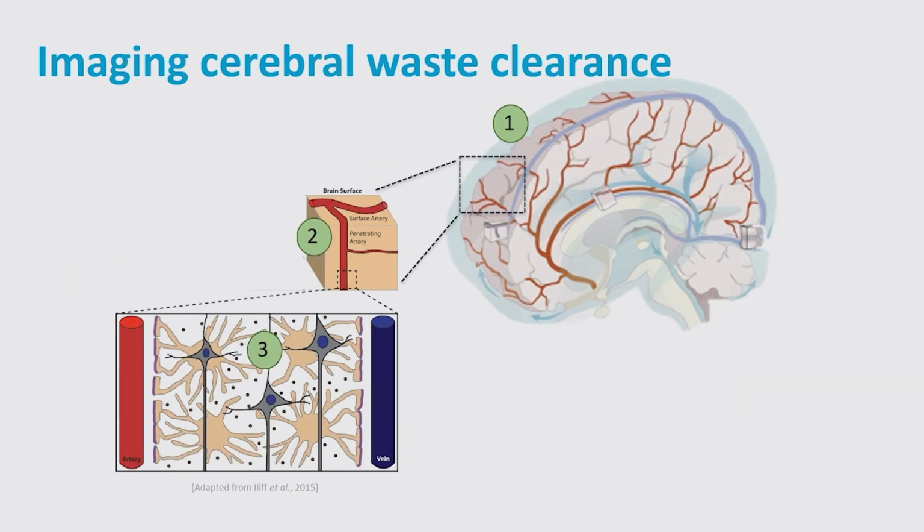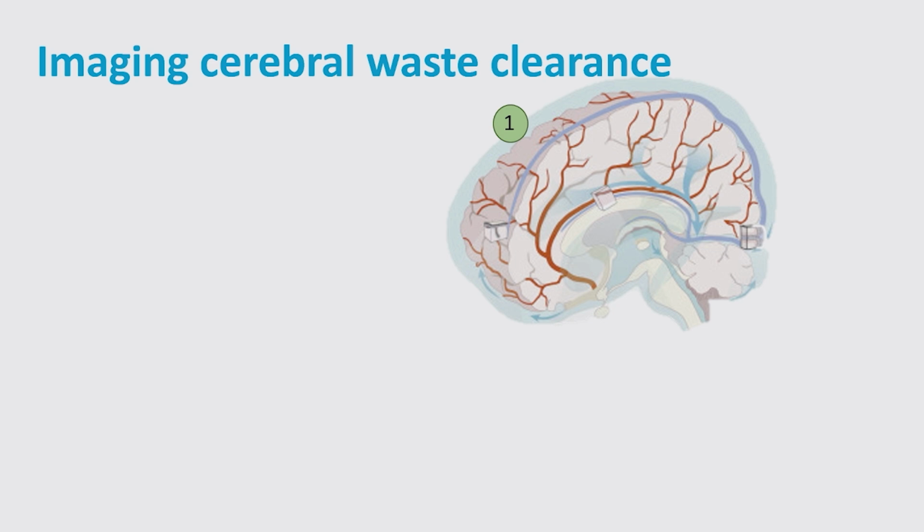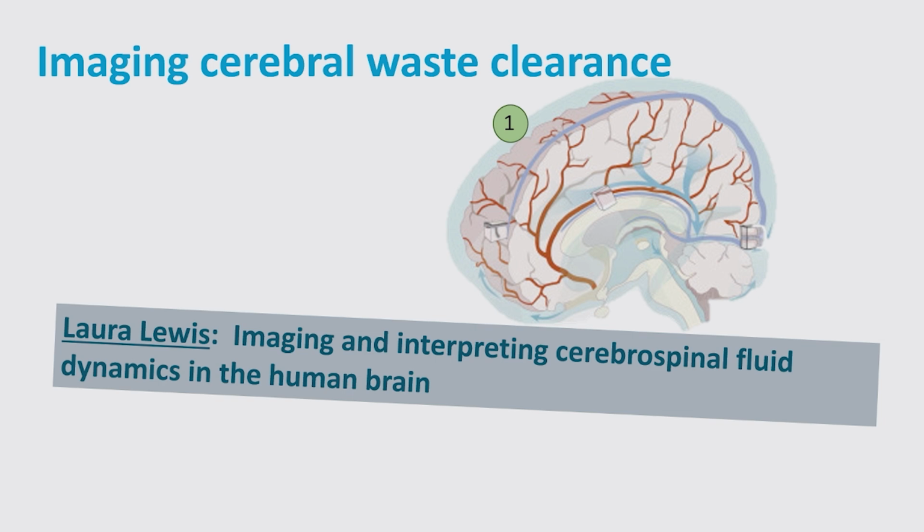And one way to do this is, for instance, to look at the cerebrospinal fluid measures, which is the first part of the waste clearance system. So there is a way to look at this simultaneously with your fMRI acquisition, but this is something that Laura will talk about more later this afternoon.